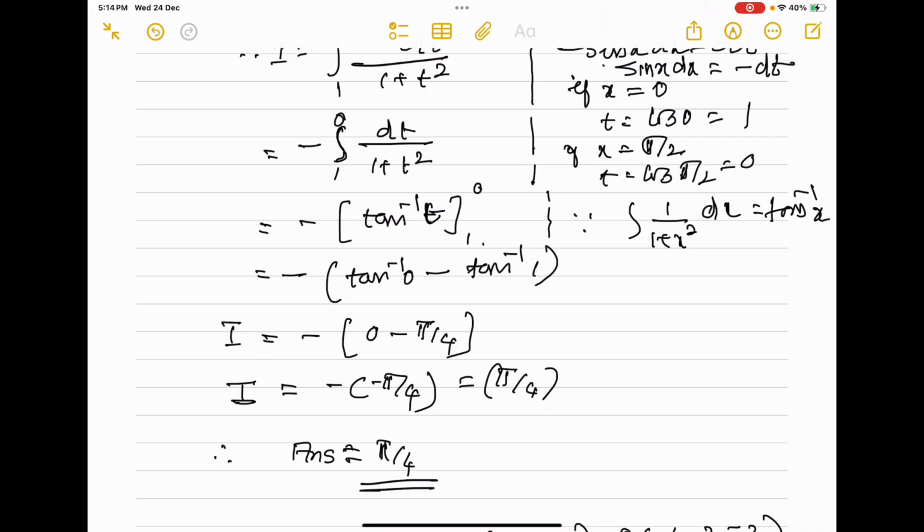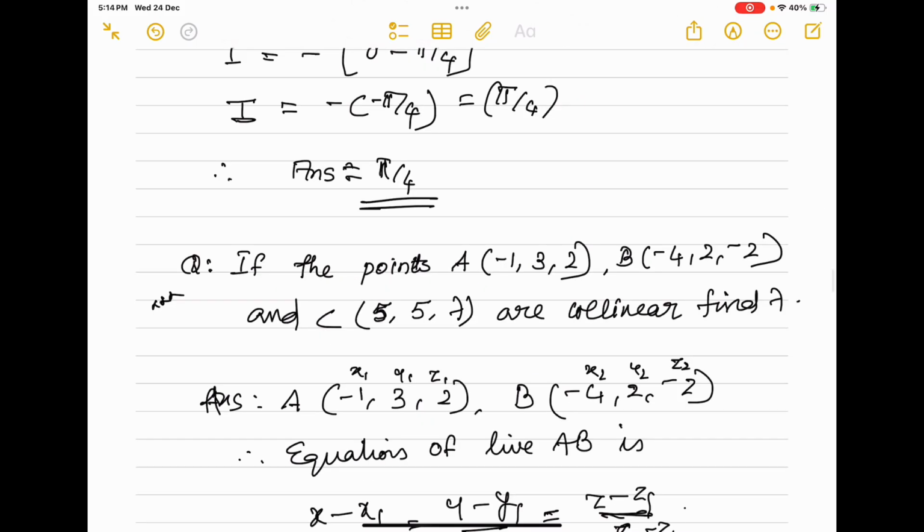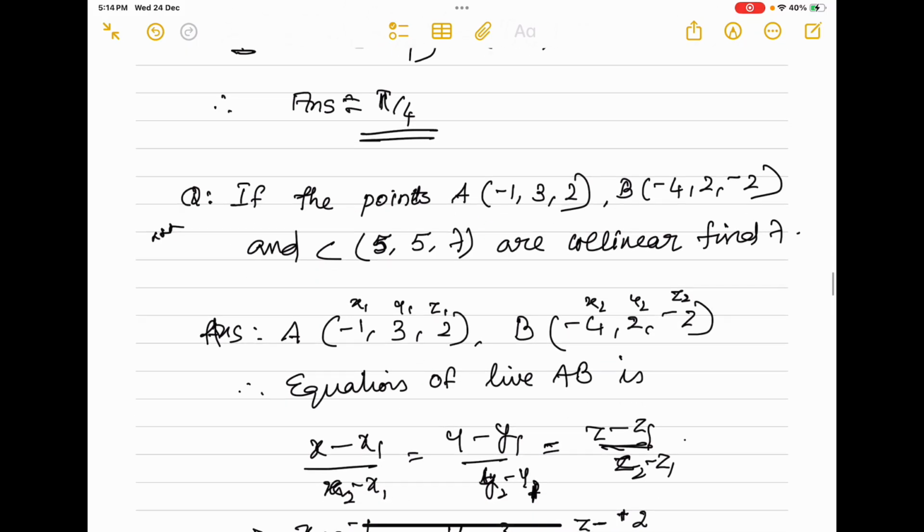Therefore, the answer is pi by 4. Next question from 3D: if the points A(-1, 3, 2), B(-4, 2, -2) and C(5, 5, lambda) are collinear, find lambda.